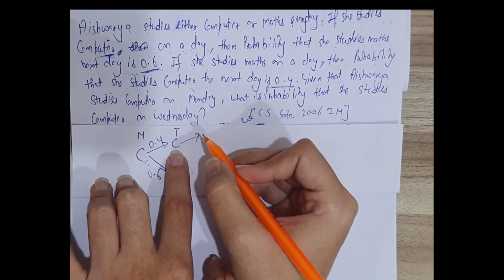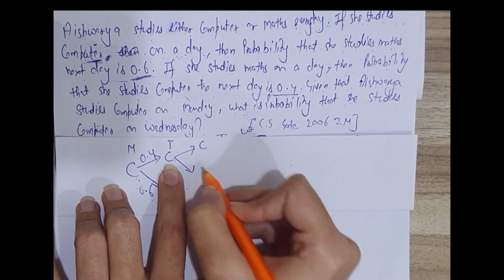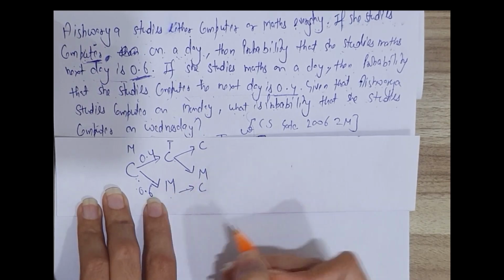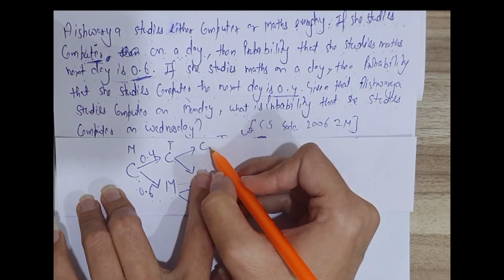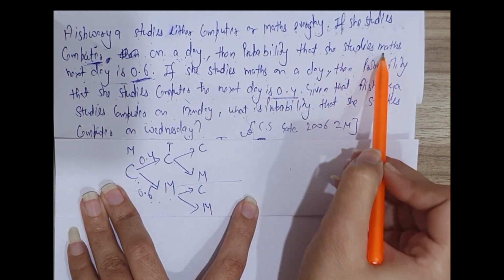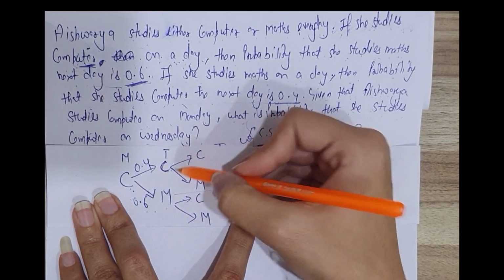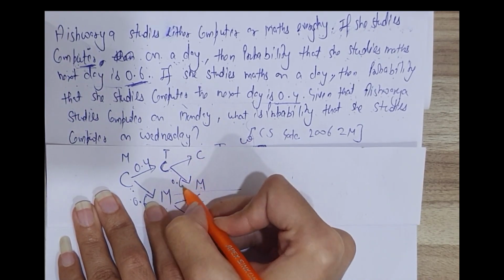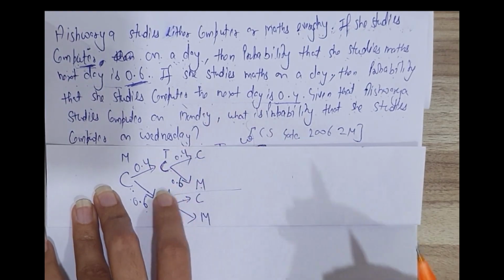Then Wednesday, if she studied computer on Tuesday, then there can be two cases. On Wednesday, she can study computer or she can study maths. Similarly on maths also, she can study computer or she can study maths. Both can be possibilities. So see the random case: when she studies computer on a day, then the probability she studies maths the next day is 0.6. If this is 0.6, then studying computer will be 0.4.